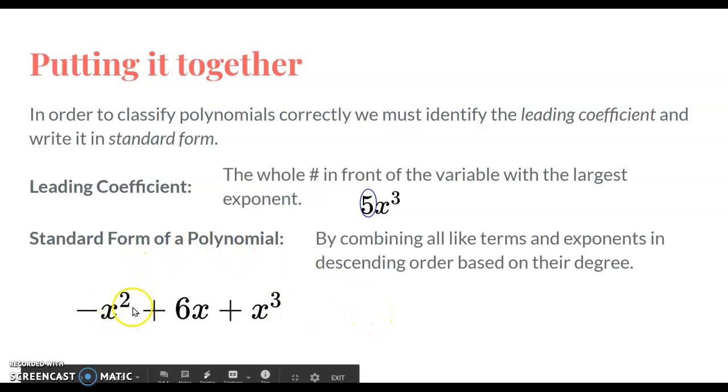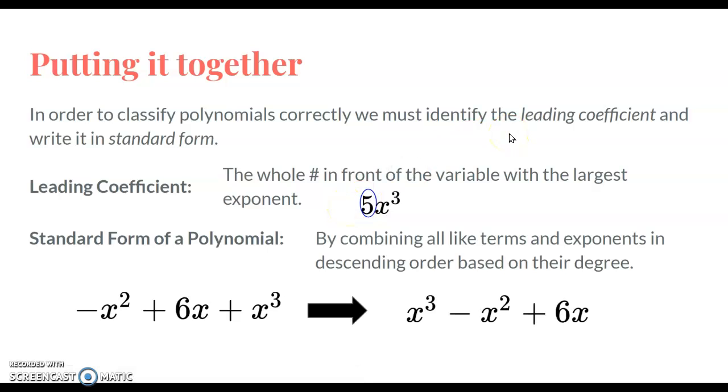The x to the second, or the square, is next, and then the x to the 1 is last. And it should look like that. That is what we call standard form. And it's all based on the highest degree, and then we order the terms in descending order from that highest degree.